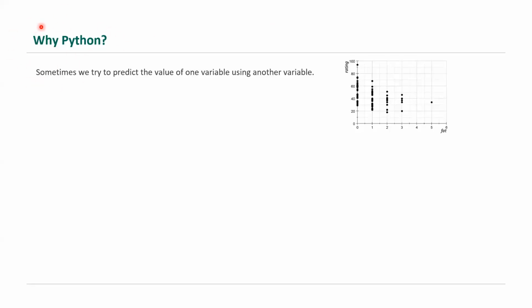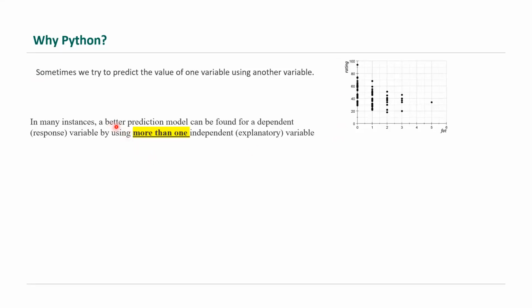If you're interested in using Python, sometimes you try to make a prediction using one free variable. For example, here you have the cereal rating, and the amount of fat is the free variable that helps you to make prediction about the rating. But please note that to get a better predictive model, it's always useful to use more than one independent explanatory or free variable.